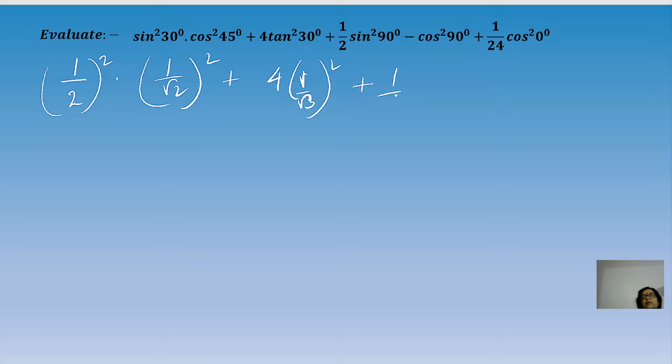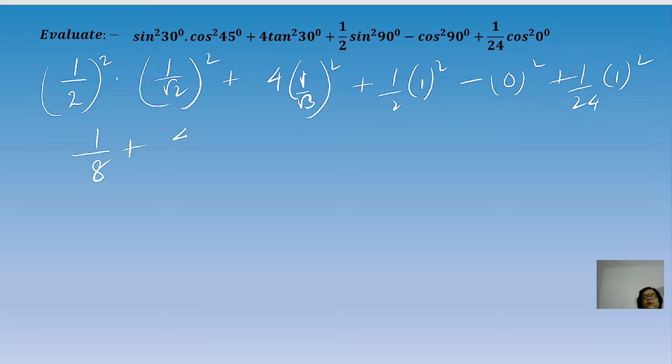Sin 90 is 1, so half into 1 the whole square. Cos 90 is 0, so 0 whole square. Plus 1 by 24. Cos 0 is 1, so 1 the whole square. Now this becomes 1 by 8, plus 4 by 3, plus half, and 0 can be eliminated, and plus 1 by 24.